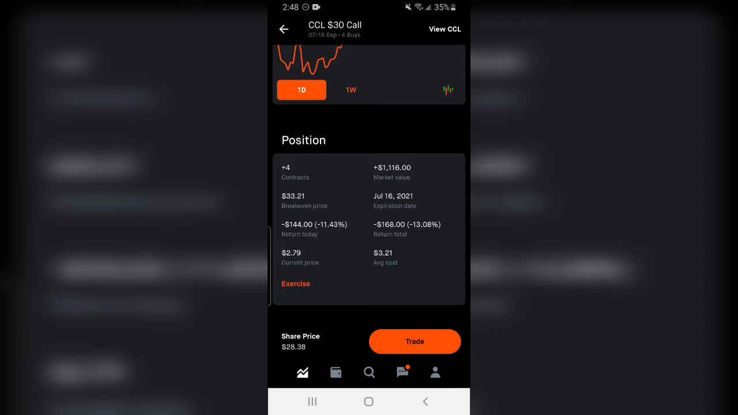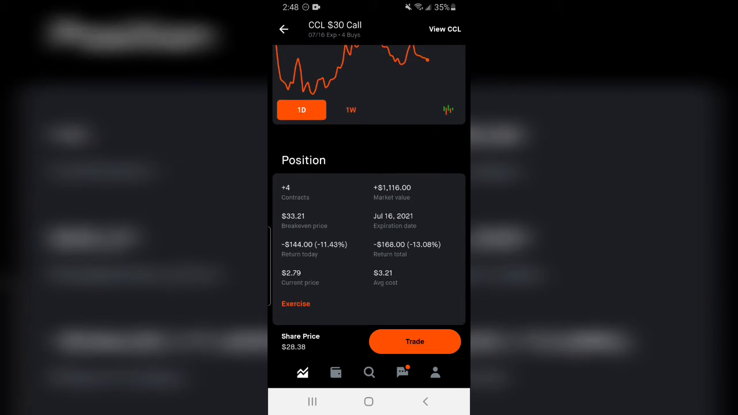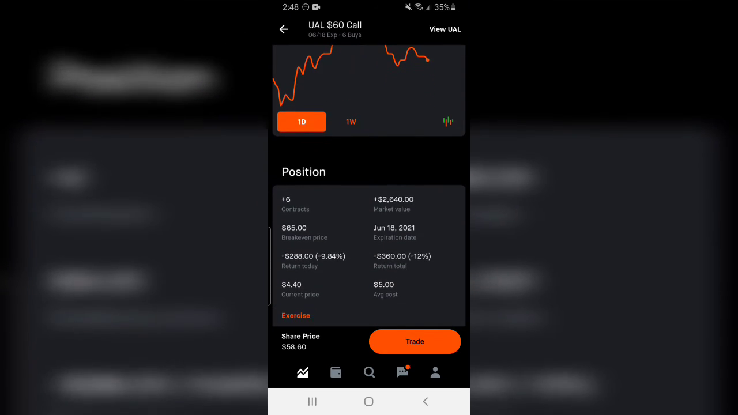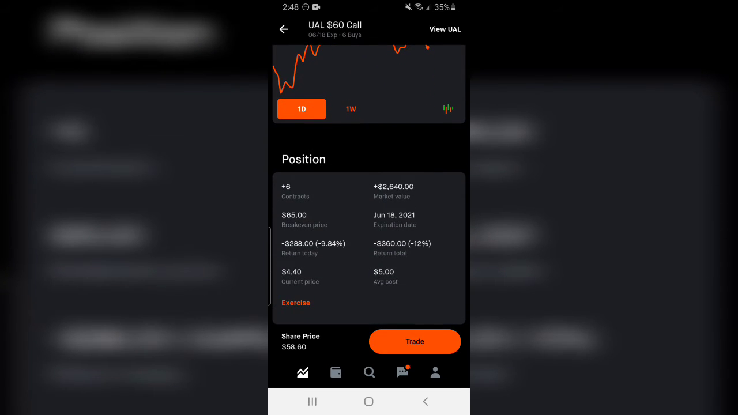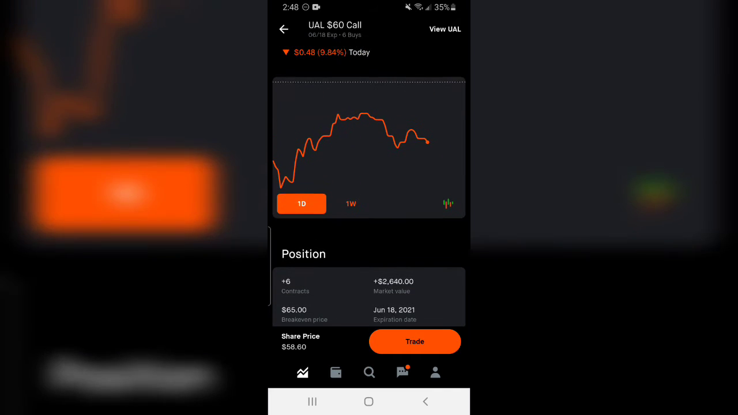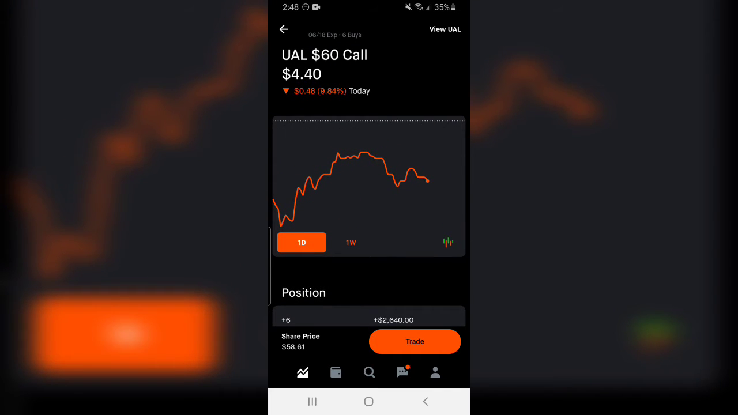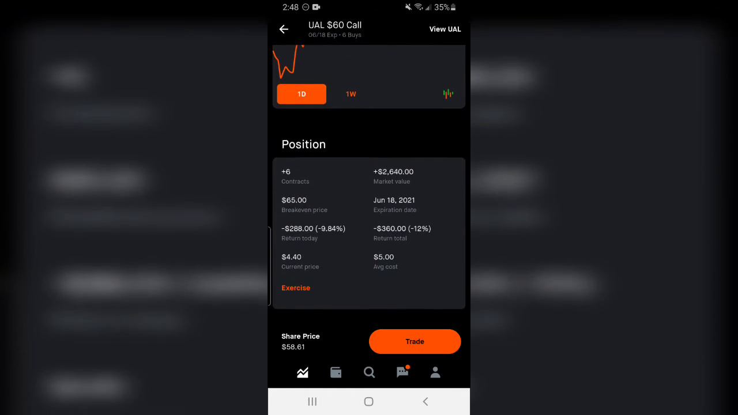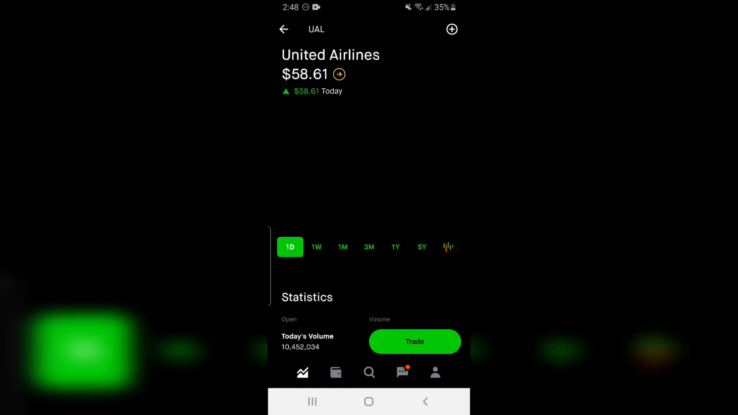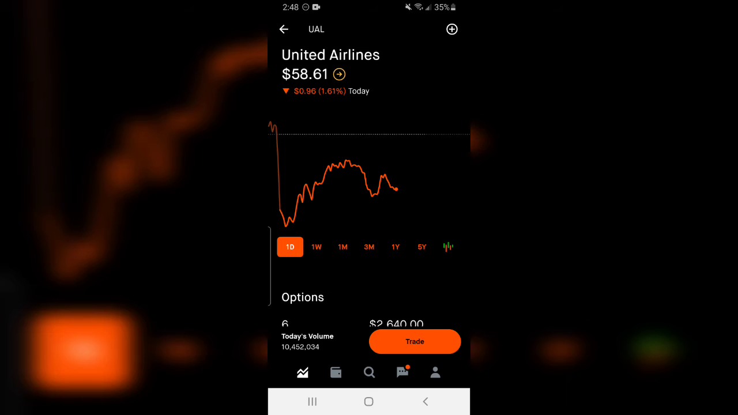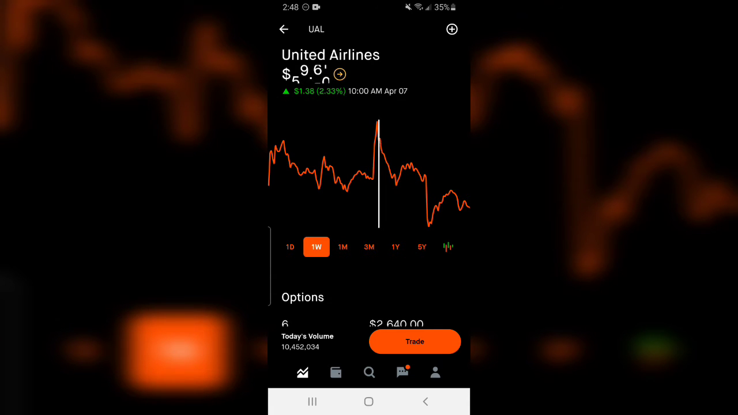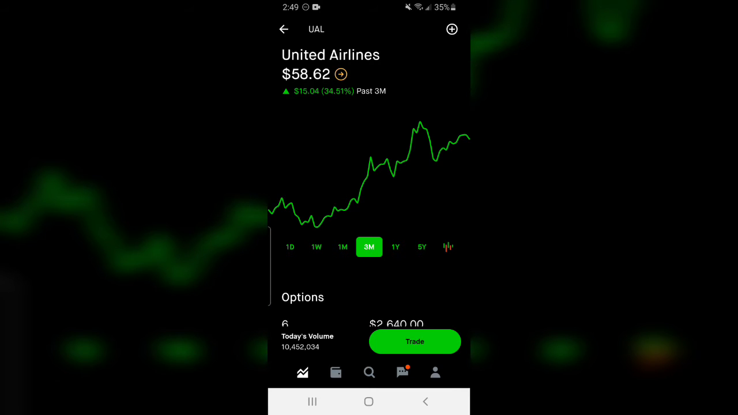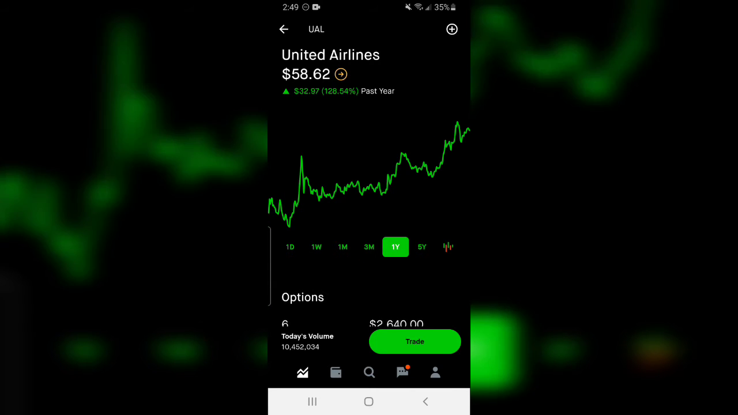and the expiration dates for these are July 16th on this one and June 18th on this one. By those dates, if this one is above my strike price, and my call is a $60 call, if it's above that, I will ultimately be up. And I will be up because right now United Airlines is at 58.61. So all I have to do is get back up to 60 in order for me to be up on this trade. And this is a recovery stock.